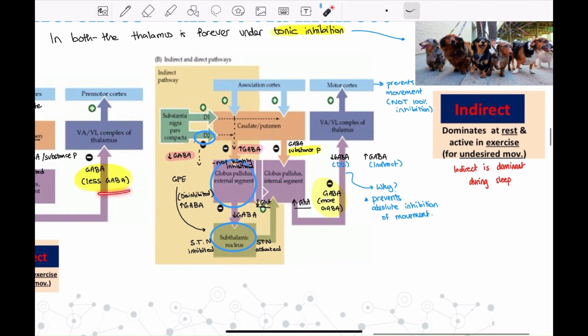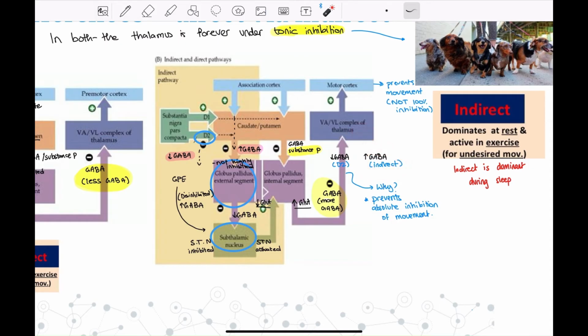Contrary to what was happening over here, you had less GABA reaching the thalamus, so you had less inhibition of the thalamus, known as disinhibition. But over here, you are inhibiting the thalamus by activating the inhibitory signal, which is from the globus pallidus internus. It is going to secrete a lot of GABA and it's going to inhibit the thalamus.